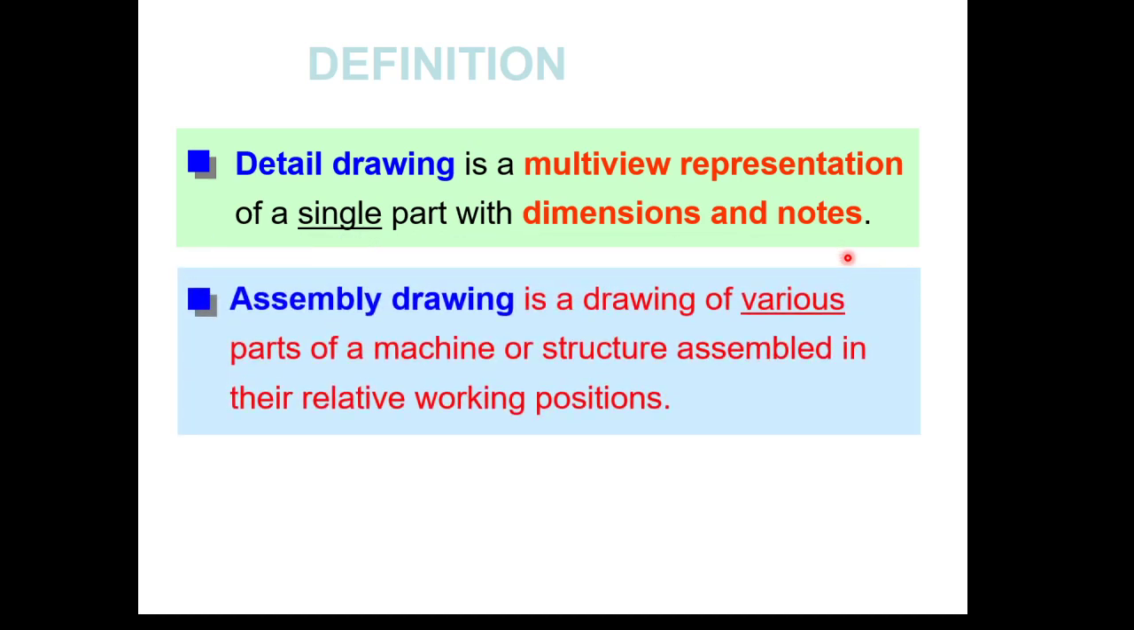On the other hand, an assembly drawing is an engineering drawing of various parts of a machine or structure assembled in their relative working positions. The object, in other words, consists of more than one component. In general, it is called an assembly. If the drawing is to inform the reader on the shape and the necessary dimensions of such a montage, then it is called an assembly drawing.